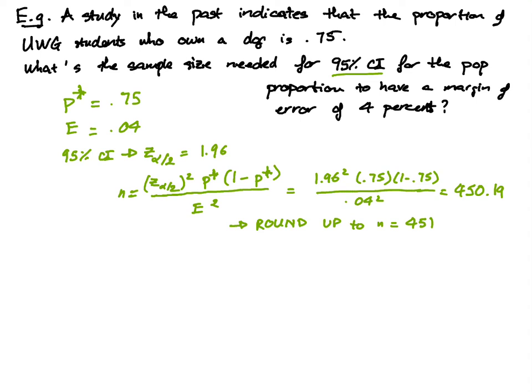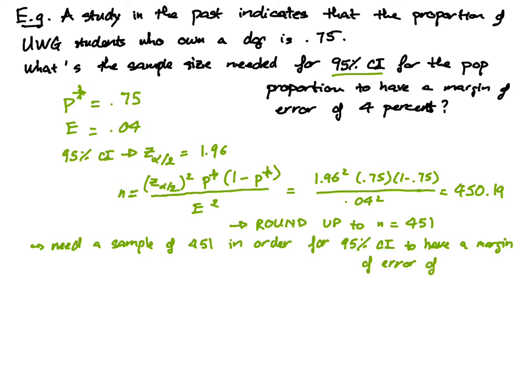So the answer is we need a sample of 451 in order for the 95% confidence interval to have a margin of error of 4%.